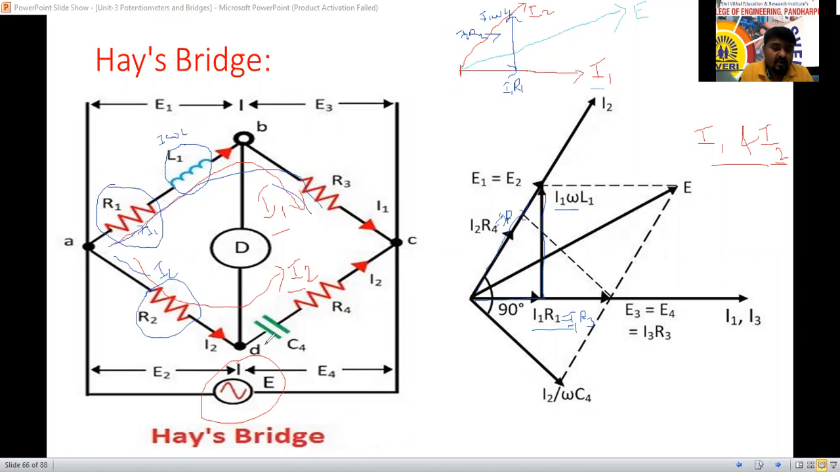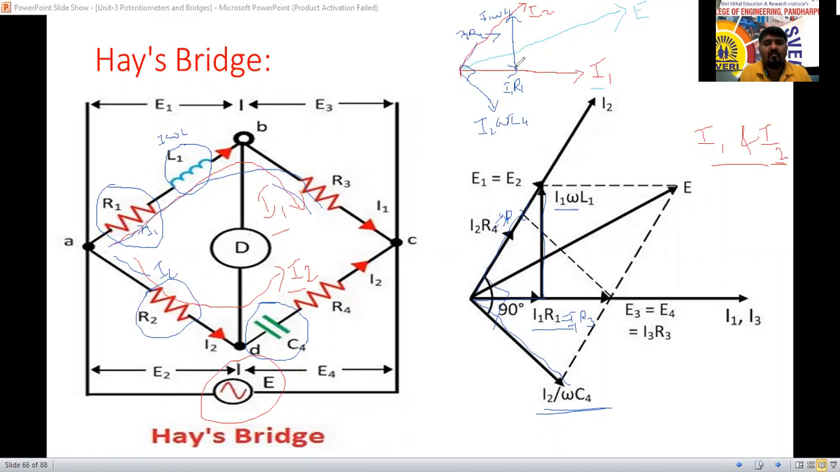Next, very important here is the capacitor. The voltage drop across the capacitor should lag the current I2 by 90 degrees. Here the I2 is there. Lagging means it should come behind. So we have to draw here that is I2 omega C2. The angle between these two is 90 degrees. We have to write like this here. So in between, this angle is 90 degrees. This is what we are going to call I2 omega C4.